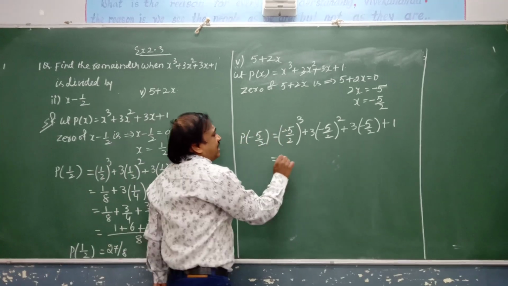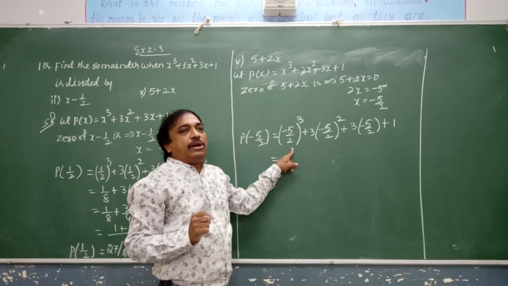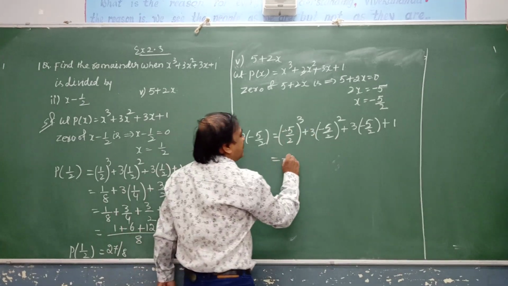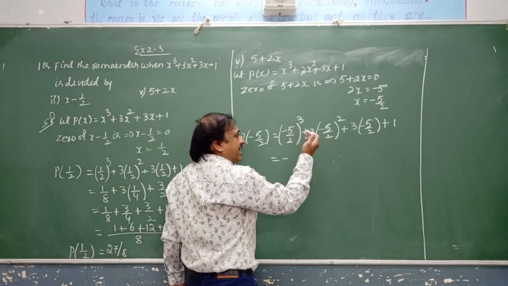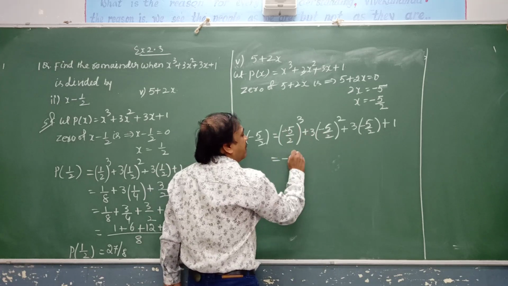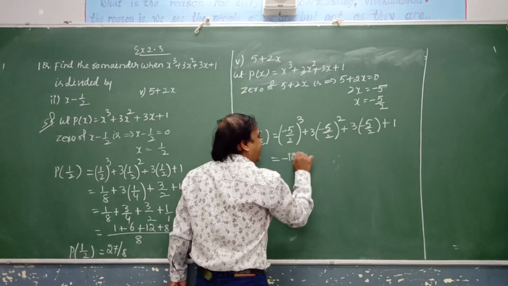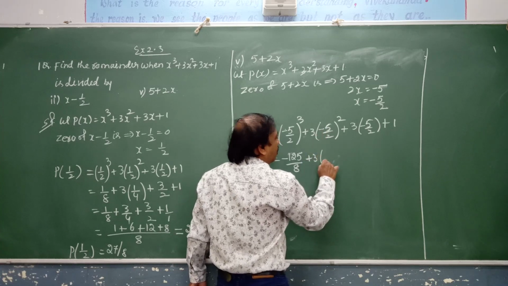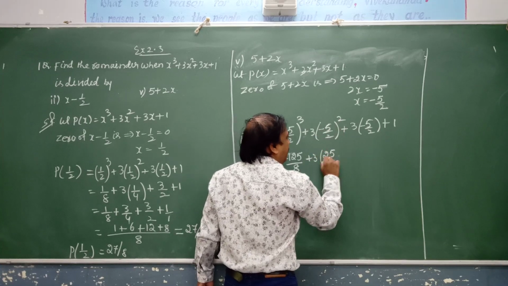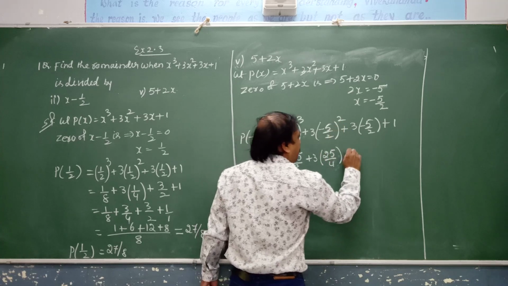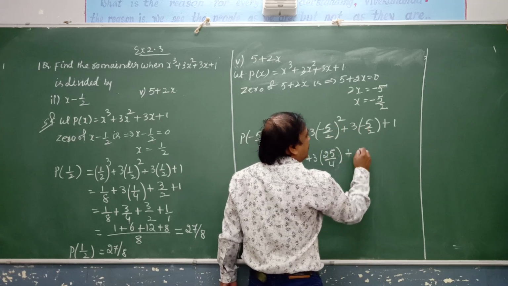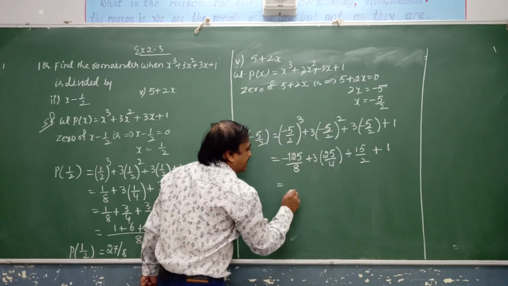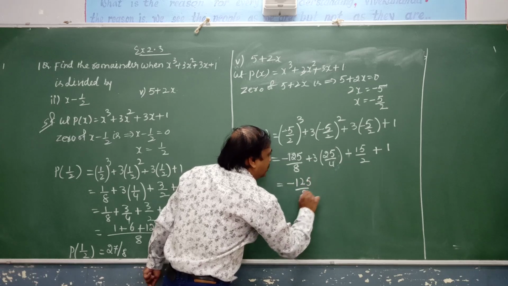Now the square and cube apply to all these numbers, numerator as well as denominator. Minus 5 whole cube is minus 5 into minus 5 into minus 5. That is minus 5 into 5, 25. Minus into minus is plus, plus into minus is minus, so minus 25 into 5, 125 by 8. Plus 3 into 5 square is 25, by 2 square is 4. Plus into minus, minus 3 5s are 15 by 2 plus 1.